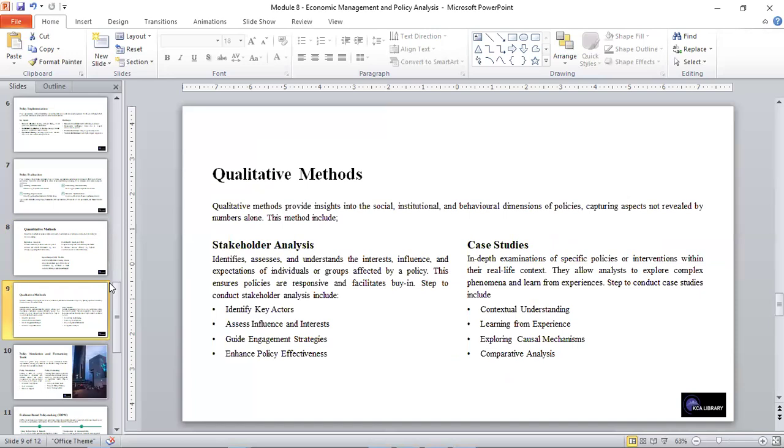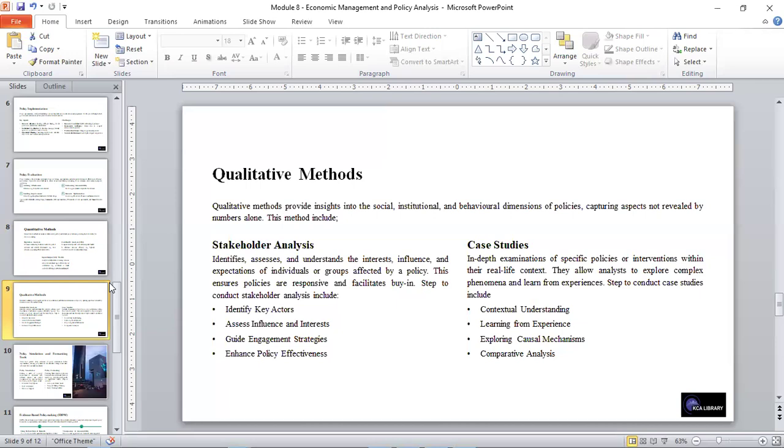The qualitative method provides insight into the social, institutional, and behavioral dimensions of policy, capturing aspects not revealed by numbers alone. And this method includes stakeholder analysis and the case study. Stakeholder analysis identifies, assesses, and understands the interest, influence, and expectation of individuals affected by the policy. It ensures policies are responsive and facilitates bargaining. We have steps there that you can go through one after the other.